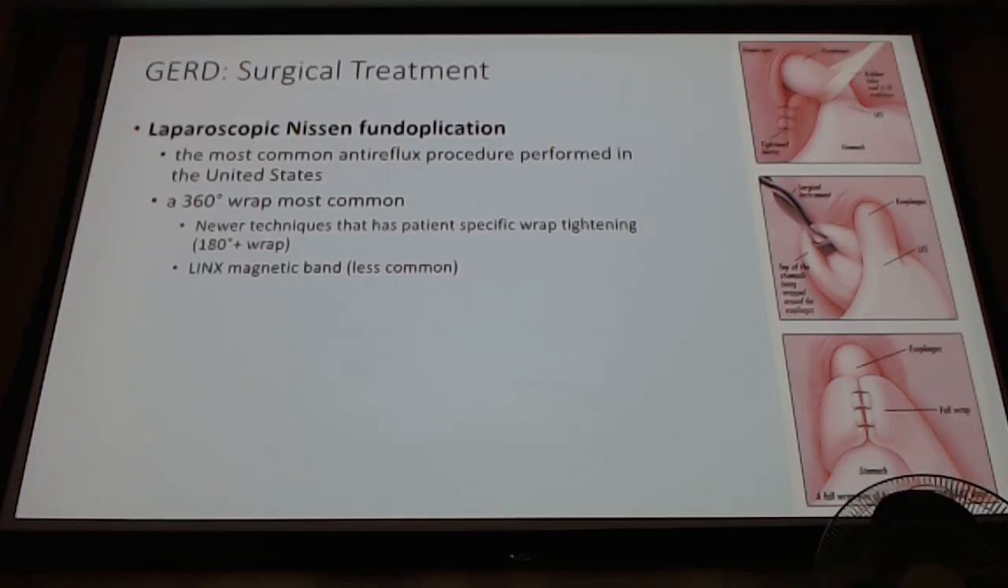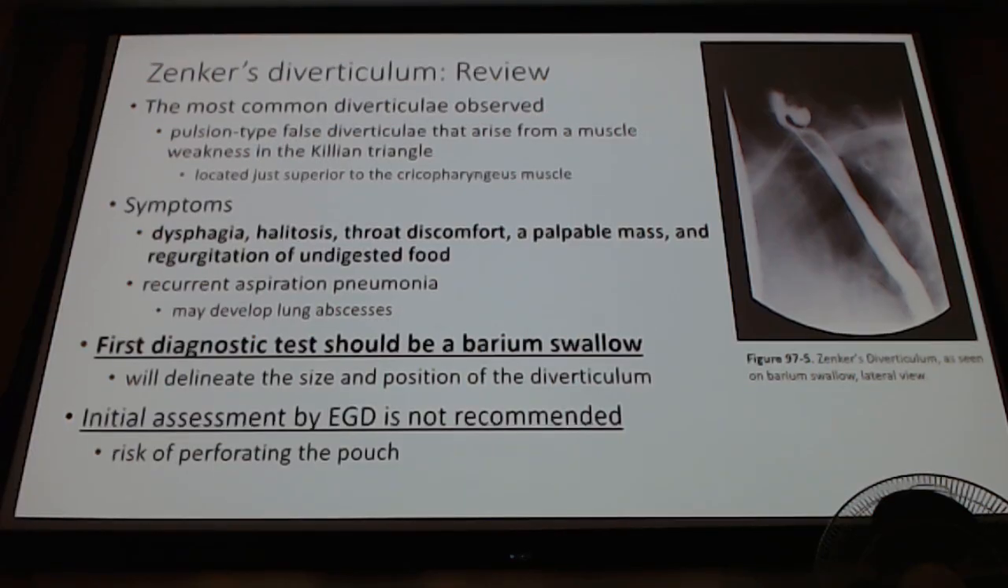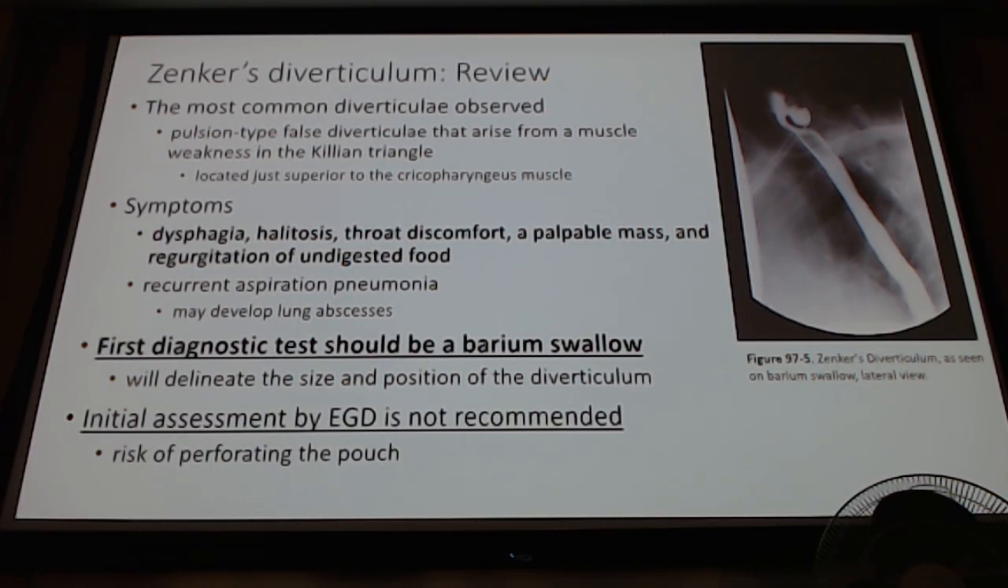And then we'll talk about the LINX magnetic band when we talk about hernias. But LINX is basically a magnetic band that sits right above the cardia, underneath the diaphragm. Think of those magnetic stones that kind of just attach to themselves. They kind of move, but it opens and closes as food comes down. So it's a foreign body kind of thing that we put in there to help close that sphincter down. Okay? All right, moving on to Zenker's diverticulum.